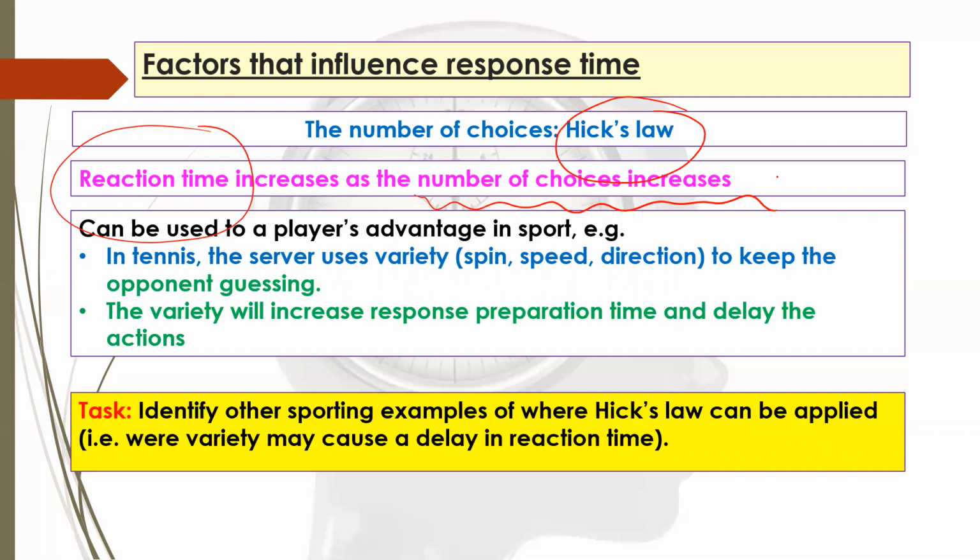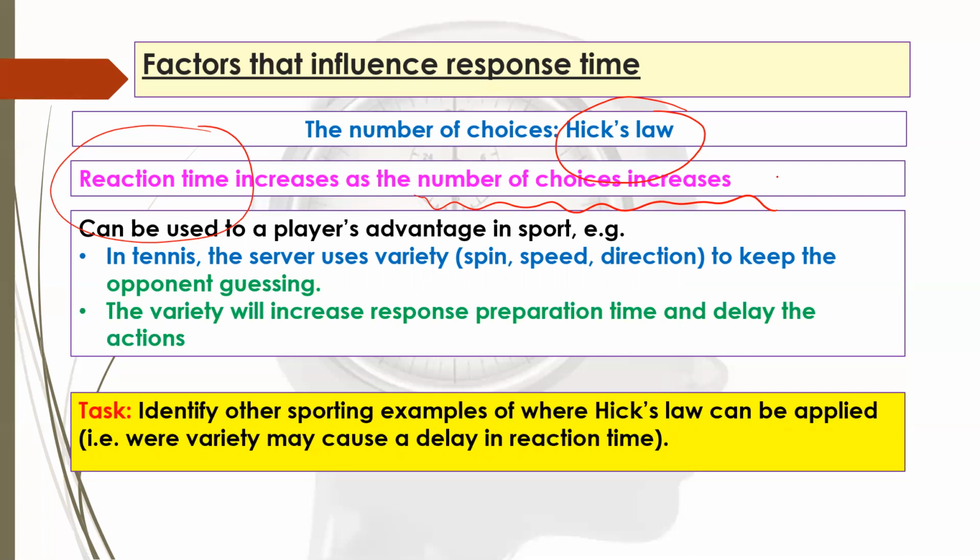Can you think of other examples in sport where Hicks' law can be applied? So where in other sporting examples is there a wide variety of options that are presented to a performer, and in those cases, when is that going to delay reaction time? So again, in this case, I've given the example of tennis. But can you think of one maybe from an invasion game like football or rugby or basketball? Or can you think of one from a bat and ball game like cricket?